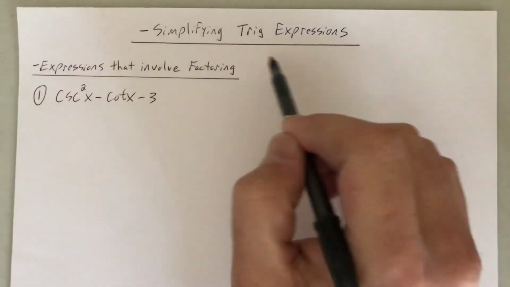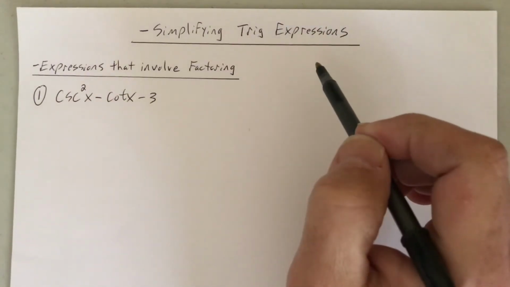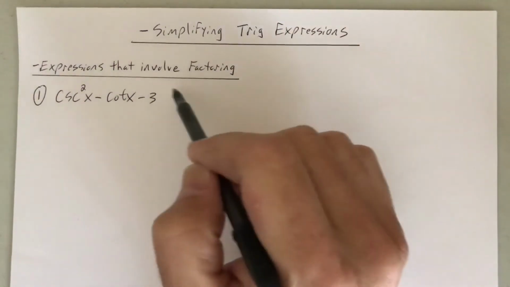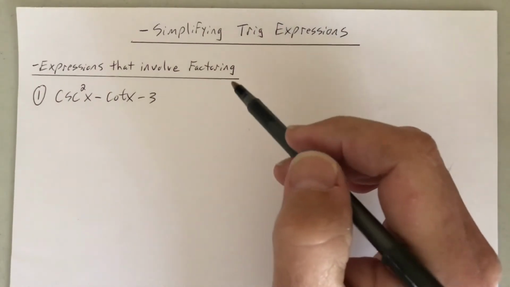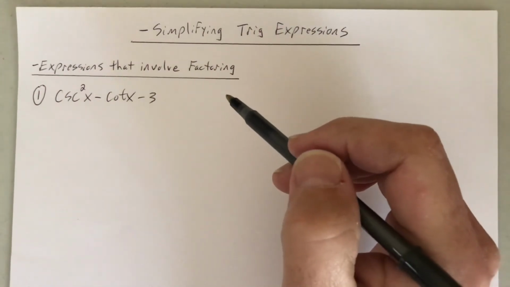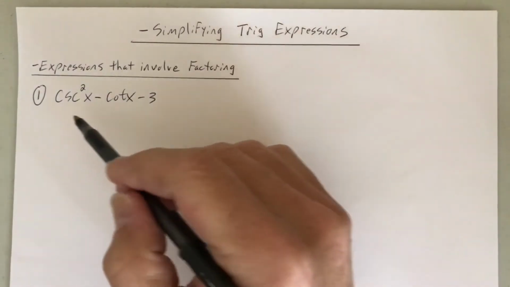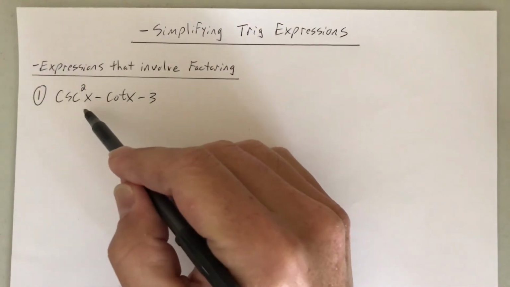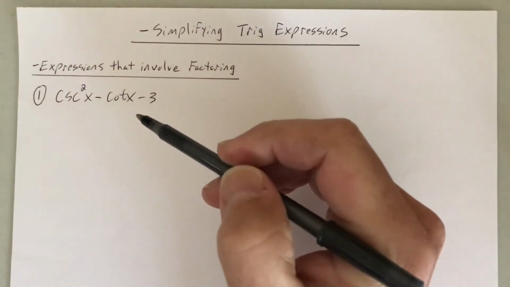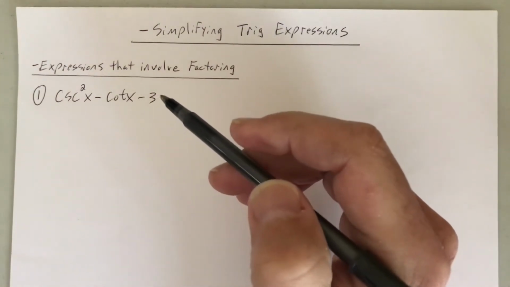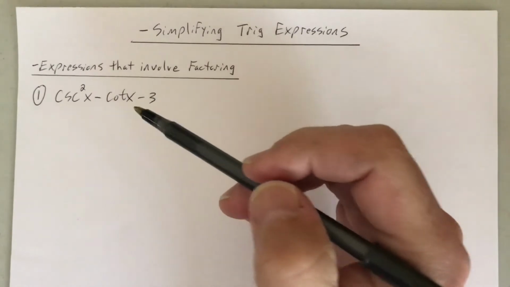And so you can see that we're going to simplify trig expressions first. And I even broke this down a little bit further, saying that the ones that we do in the beginning are going to involve factoring, so that you can see that it'll help as we're going through. So when you look at the first one here, you got cosecant squared x minus cotangent x minus 3. Well, that kind of looks like a trinomial that we could actually factor, which we're going to do.